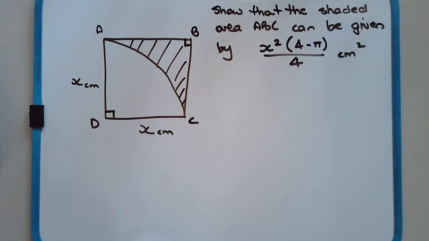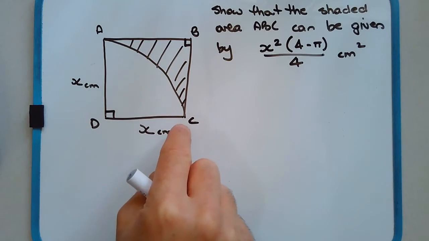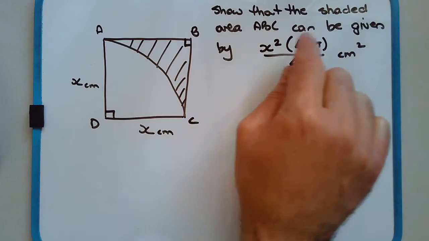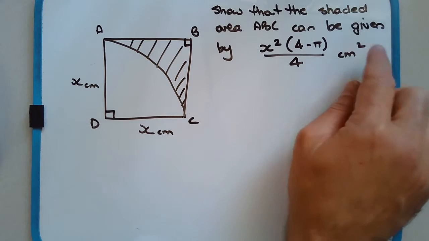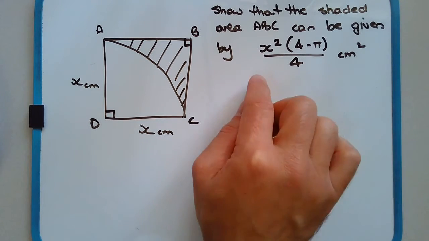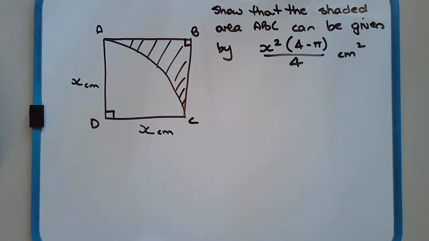In this question, we're going to find the area of a composite shape, but in particular, it's the difference between a square and a quadrant, which is a quarter circle. So the question is, show that the shaded area ABC can be given by x squared (4 minus pi) all over 4 square centimeters.